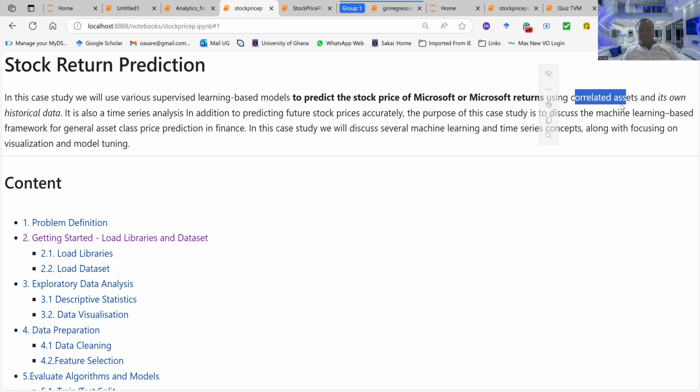Because they are correlated, they are like substitutes. Because they are correlated with that of Microsoft, you're going to see how you can use those correlated assets to predict the stock price of Microsoft. But also, we're going to use Microsoft's own historical data. So the data we have is a time series, which means that you have data based on time. Besides, if you want to predict future stock price correctly, then we have to discuss the machine learning framework for general asset class price prediction in finance. And that's what we're going to do. So we're going to discuss several machine learning models, several concepts, also including those in time series. And we shall focus on visualizations, model tuning, and all of that. So let's get the ball rolling.